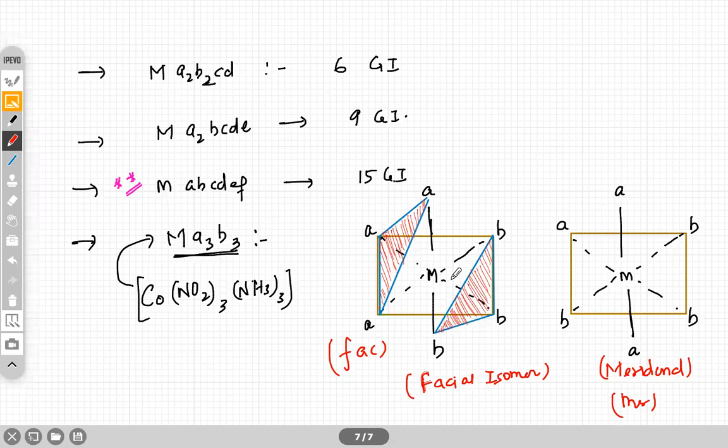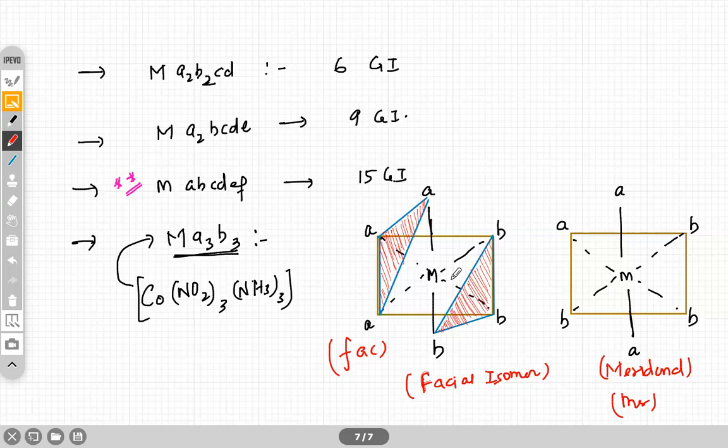So, observe that here NO2 is an ambidentate ligand. Whether you write here or not, NO2 has the tendency to behave as an ambidentate ligand, but here nitrogen is the donor atom. If it is oxygen, then it would be written over there as ONO, not NO2.